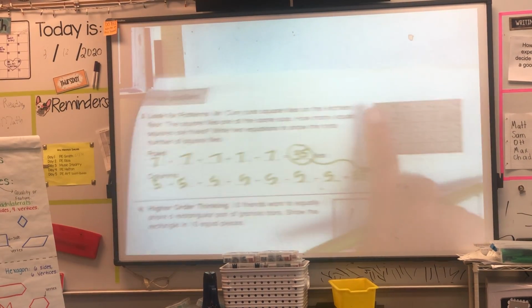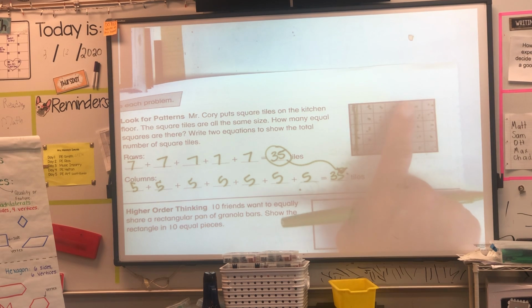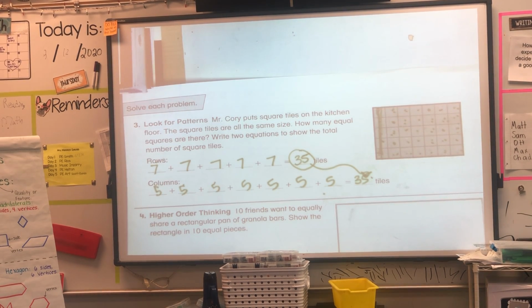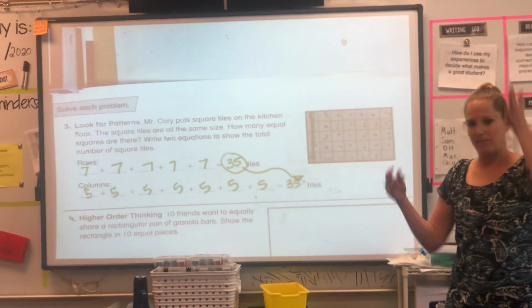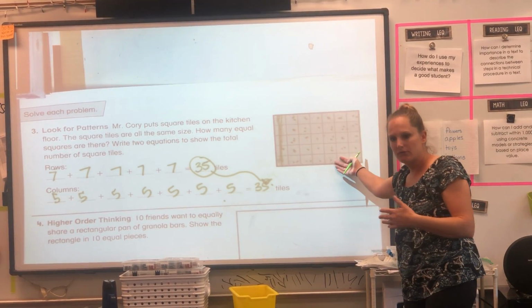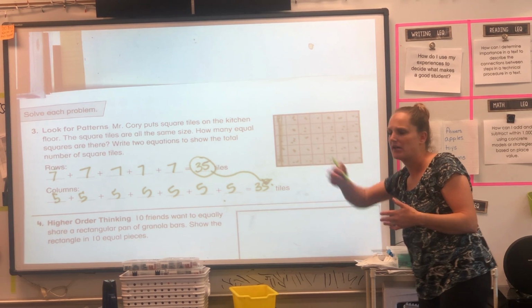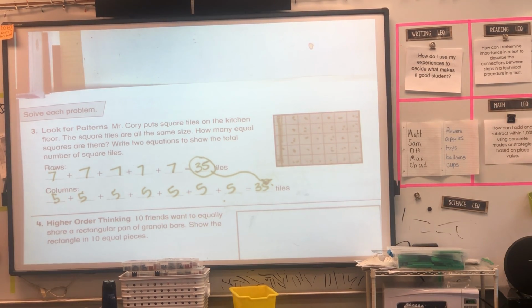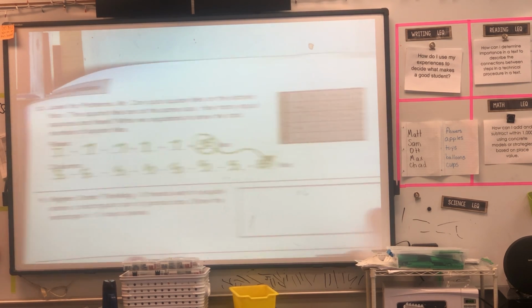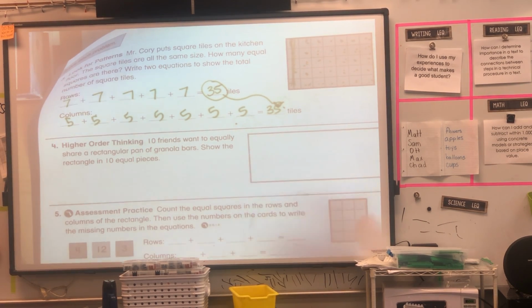Now, I didn't have to sit there and count each one of my squares, did I? No. I used repeated addition, and I used my knowledge of arrays by rows and columns to find how many squares, equal squares, are in my rectangle. Okay? Now, let's take a look at this question here.